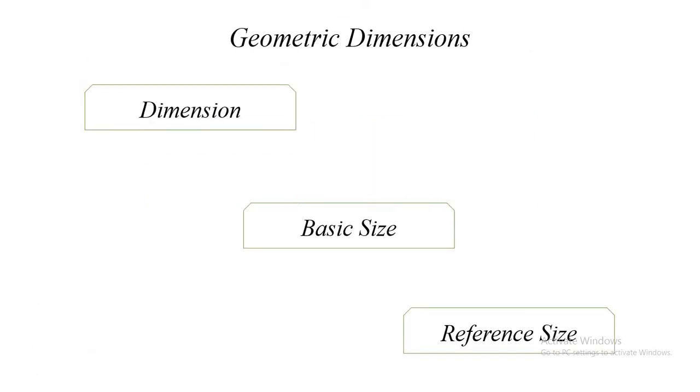Now let us understand what is a dimension. It defines the geometrical characteristics of or a size of the component. A basic size. It is a theoretical value that states the exact dimensions of component. What is reference size? It is a numerical value in parentheses which only gives information and should not be used for fabrication.